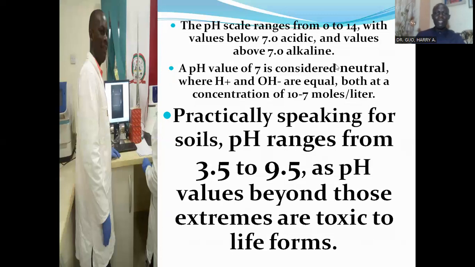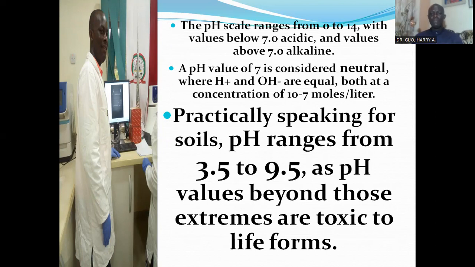The pH scale ranges from 0 to 14, and the value 7 is known to be neutral. Values below 7 are acidic, while values above 7 are alkaline. A pH value of 7 is considered neutral, where hydrogen and hydroxyl ions are equal, both at a concentration of 10 raised to the power of negative 7 moles per liter.